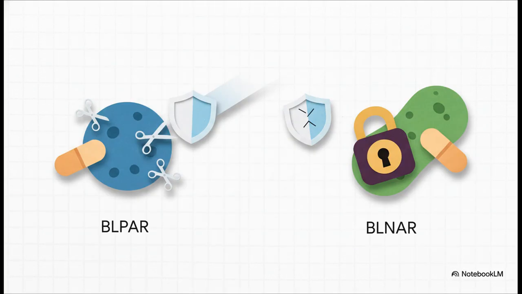So the bottom line is this. Clavulanate is a beta-lactamase inhibitor. Its entire job is to stop that enzyme. And by doing that, it brings amoxicillin back to life against BLPAR strains. But, and this is a huge but, against BLNAR strains, which don't even use that enzyme, it has absolutely no effect on that altered target. This is exactly why just automatically switching to amoxicillin-clavulanate can lead straight to treatment failure.